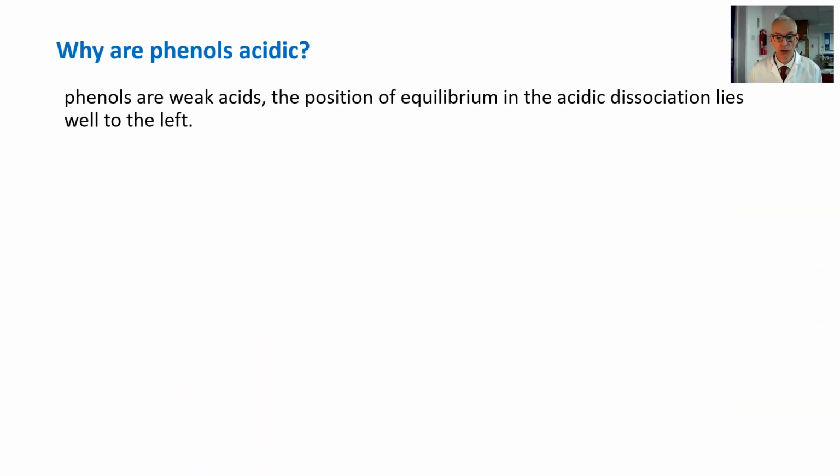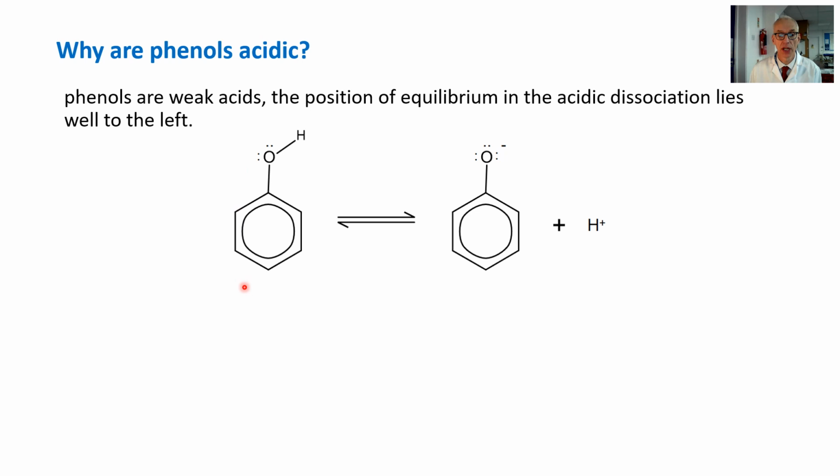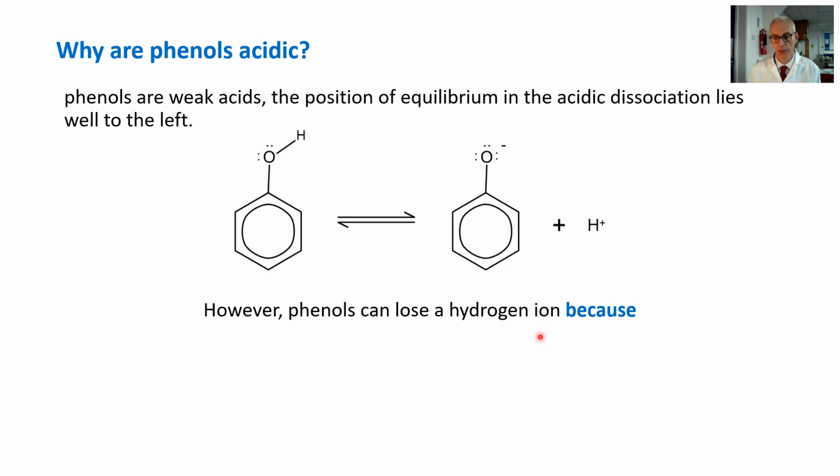So phenols are weak acids, we've established that, and that means the position of equilibrium in the acidic dissociation lies well to the left. So here is phenol, here is the phenoxide ion. It has lost a proton. The equilibrium lies well to the left. Phenols are weak acids. However, phenols do lose a hydrogen ion, whereas alcohols are not expected to.